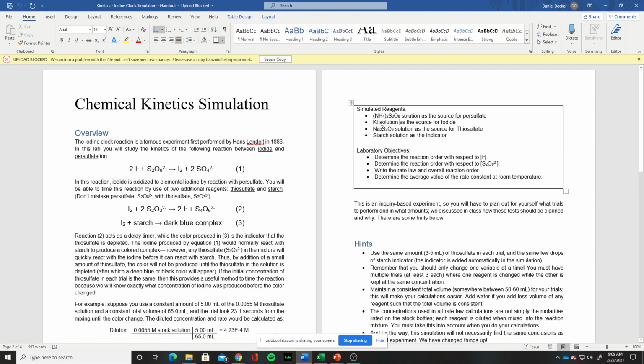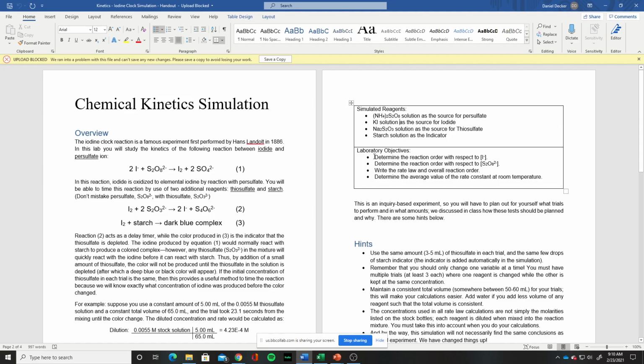The thiosulfate source, and then the starch indicator. And truthfully, we don't really do anything with the starch indicator. It's just automatically included, so to speak. I mean, it's just a calculation. So it's automatically already in there, and everything's good to go with that.